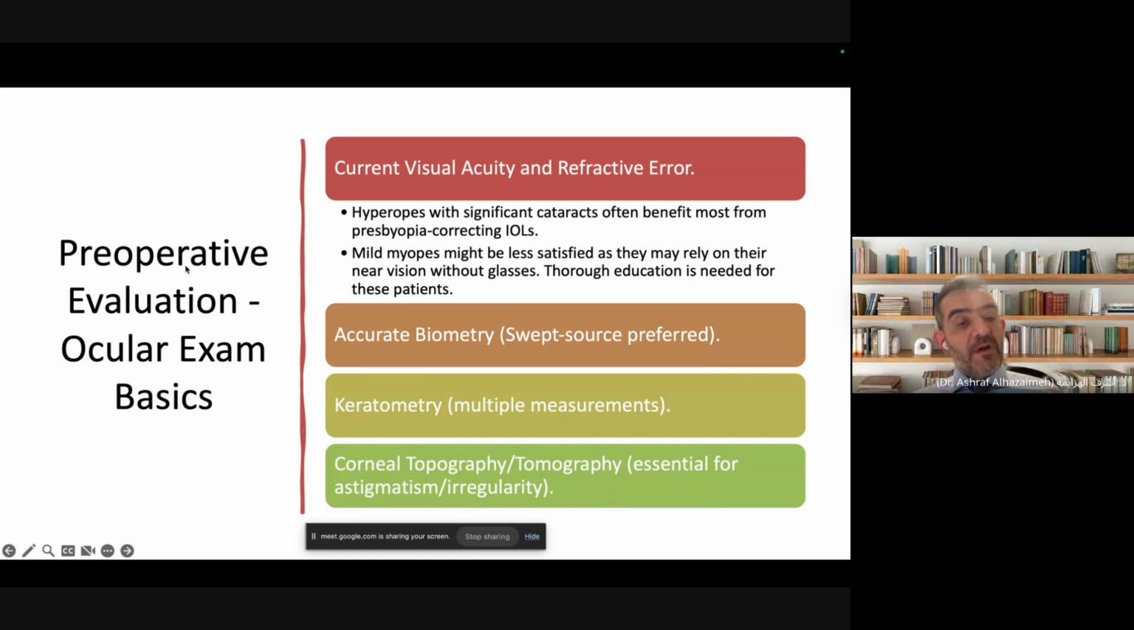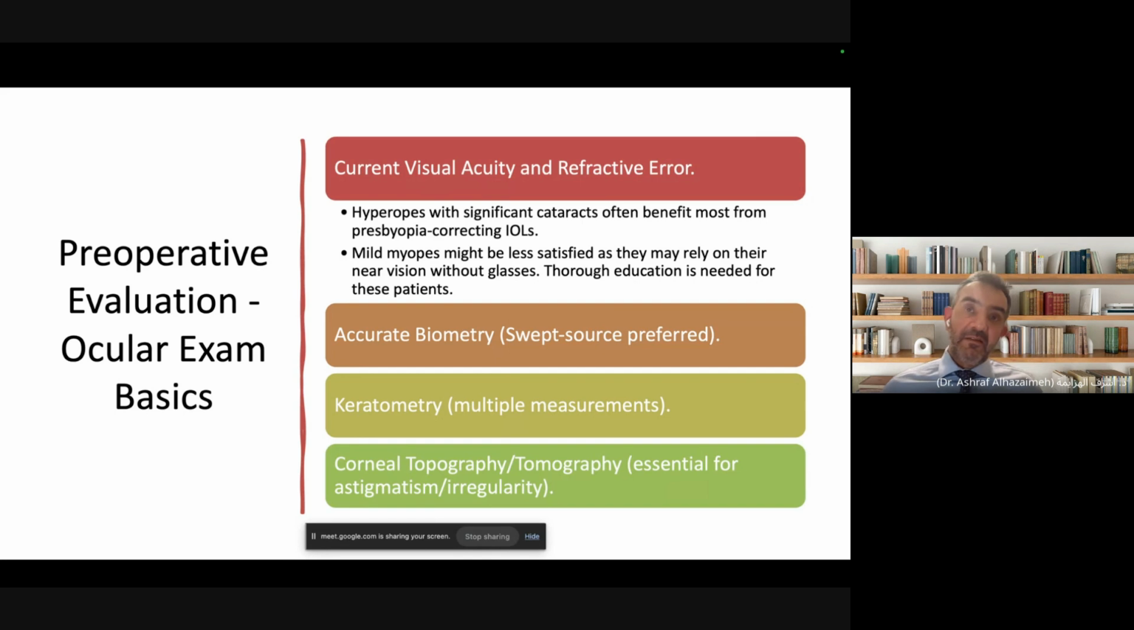Then, after that, you need to examine your patients and see what refractive error they have. Are they hyperope or myope? Hyperope patients usually are so happy with the results because you got them free from the reading glasses or intermediate glasses. You need to do excellent biometry using the latest technology to get accurate biometry and choose the right power for your patients. You should also do corneal topography with Pentacam or whatever machine you have to evaluate the cornea.